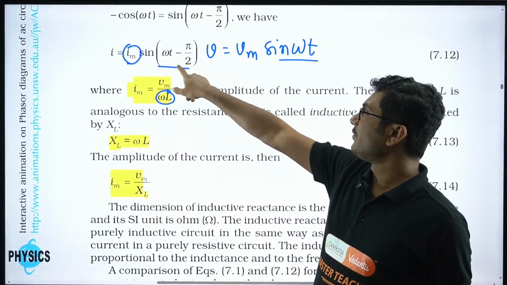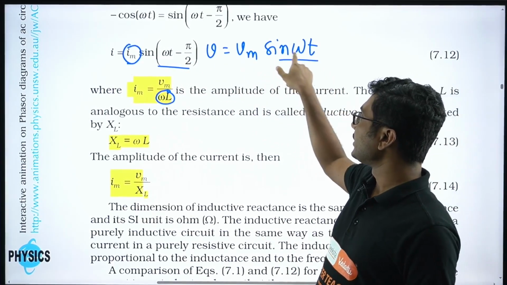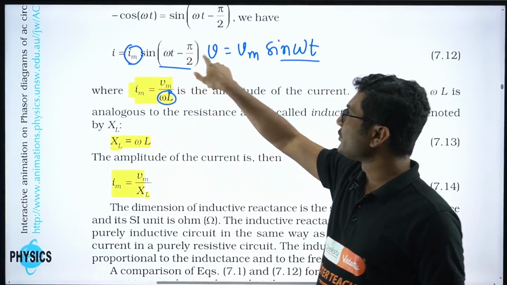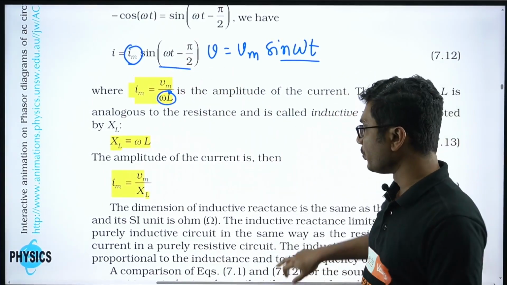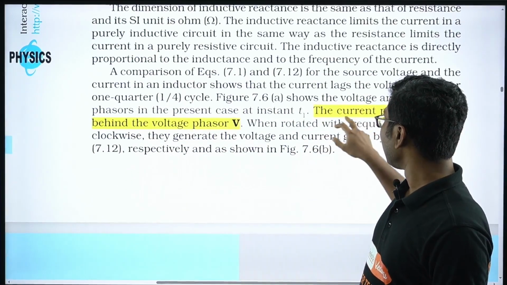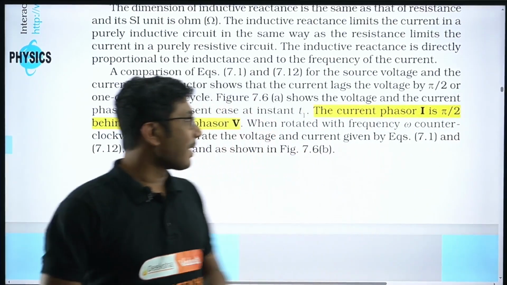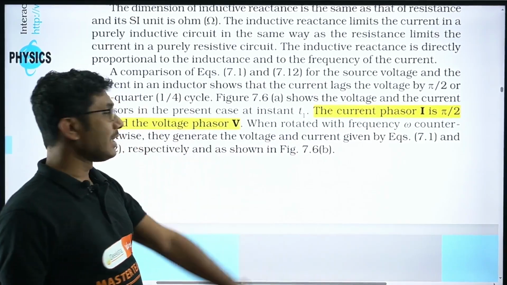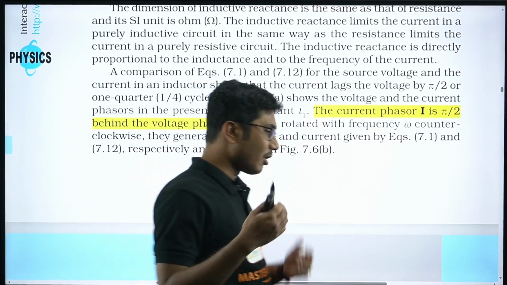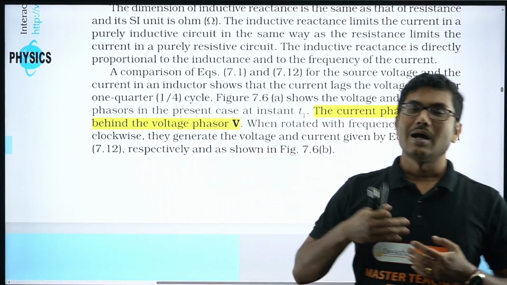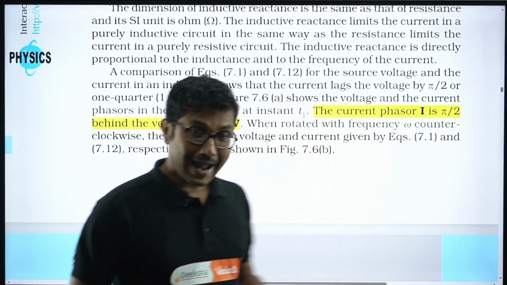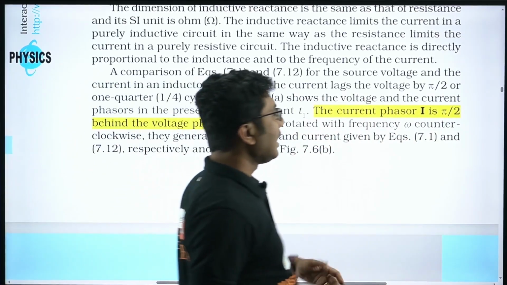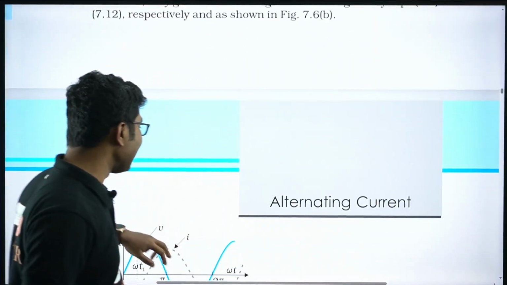Now what is the phase difference here? As you can see, voltage and current are not in phase. Current is lagging by a phase of pi by 2. So the current phasor I is pi by 2 behind the voltage phasor V. So in the case of only an inductor in a circuit, current is lagging in phase. We say current is lagging. Lagging means behind. Lagging behind or only lagging, both are okay.